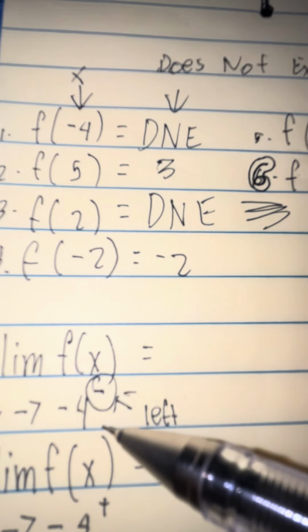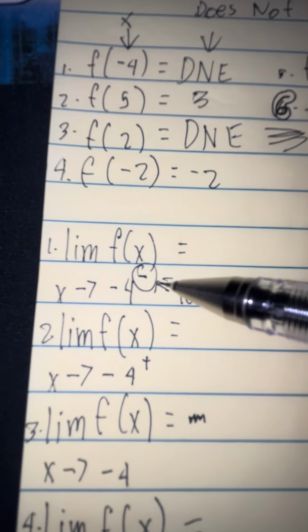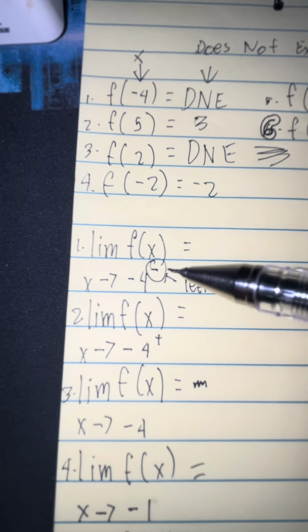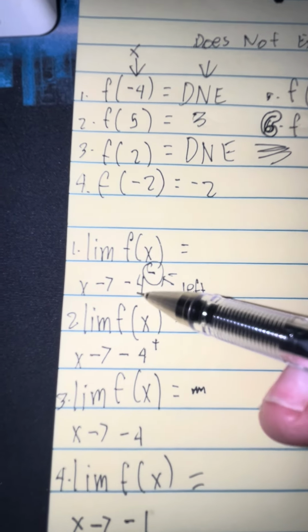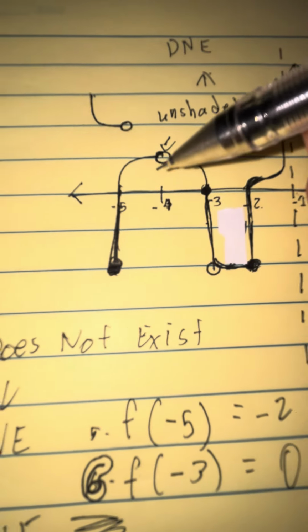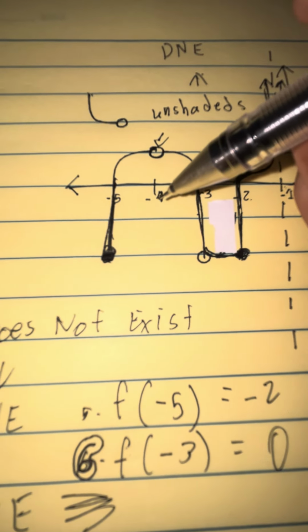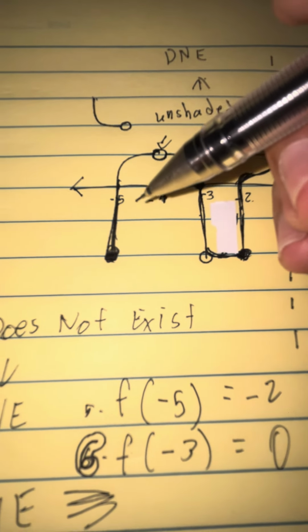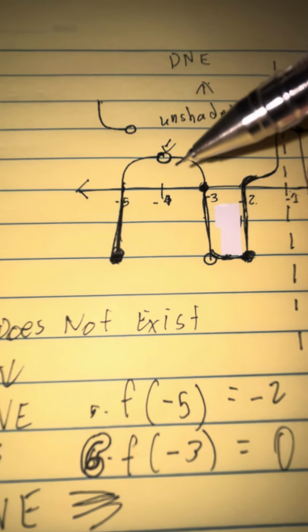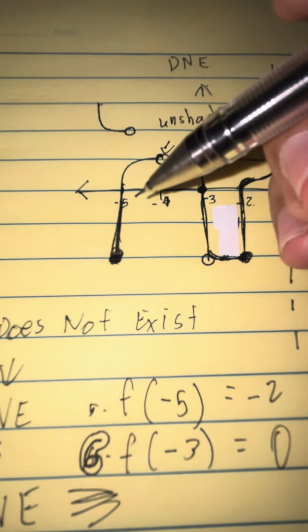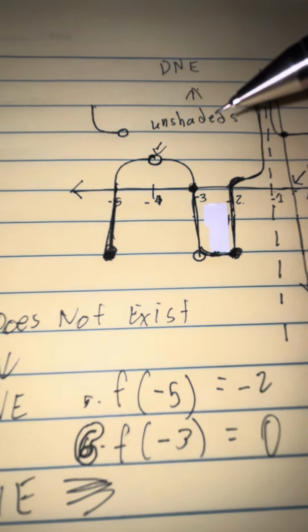If it has this, remember, it's on the left. You're trying to take into account what's going on from the left of this number going to this number. So what's from the left of -4? Well, we see -5, right? Now, what we're trying to do is find the y value as we get closer from -5 to -4.